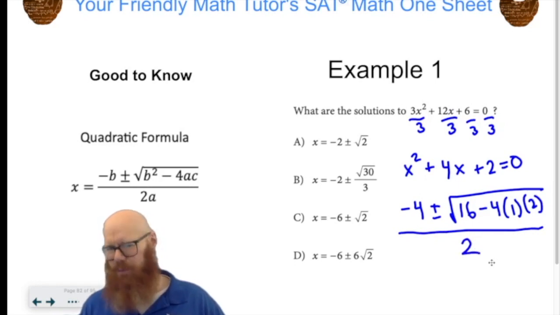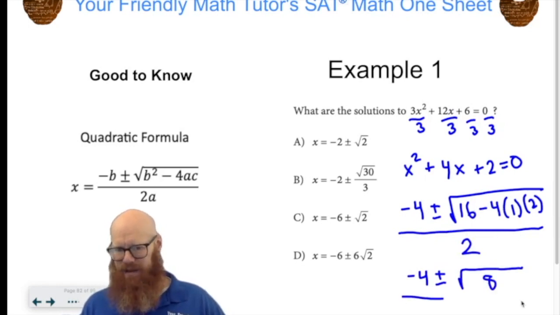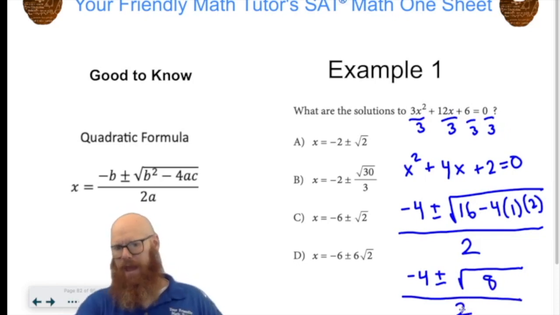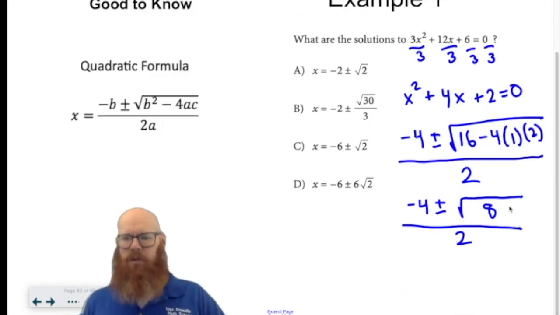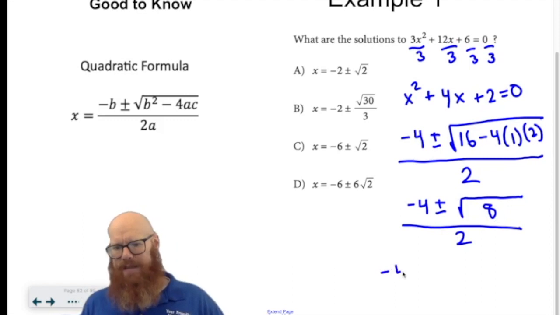Well, 2 times 1 is just 2. Then I would do the radical next. So this is 16 minus 8, which is 8, all over 2. And finally, you want to take a look at the radical, and you want to simplify that.